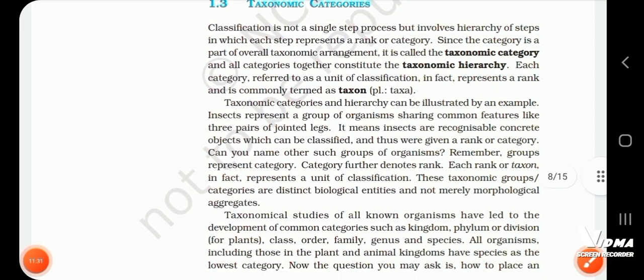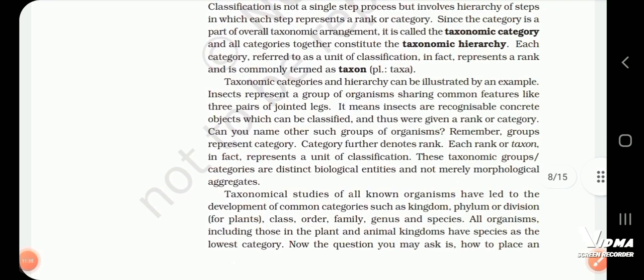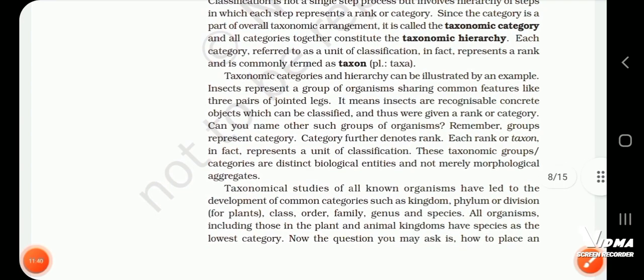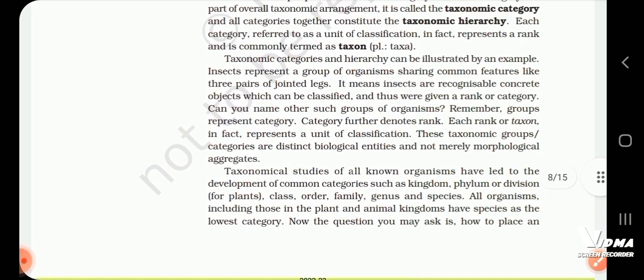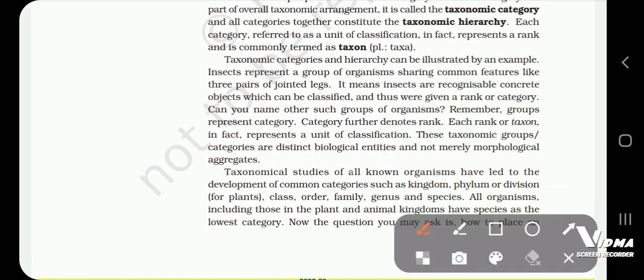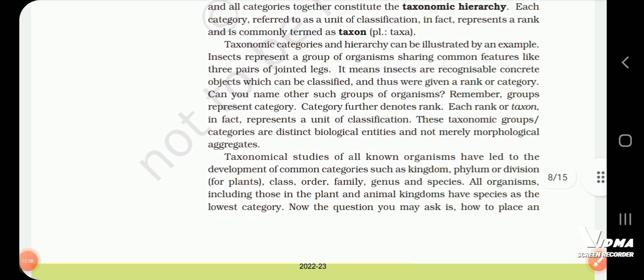Each category is referred to as a unit of classification. In fact, it represents a rank and is commonly termed as taxon. That is known as taxon. Next, taxonomic categories and hierarchy can be illustrated by an example. Insects represent a group of organisms sharing common features like three pairs of jointed legs. It means insects are recognizable concrete objects which can be classified, and those were given a rank or category.